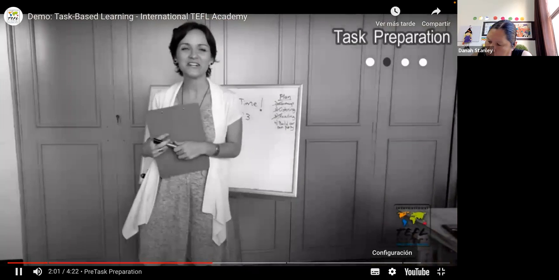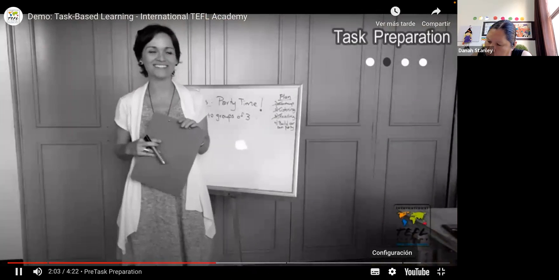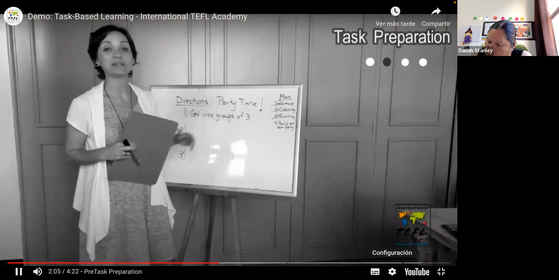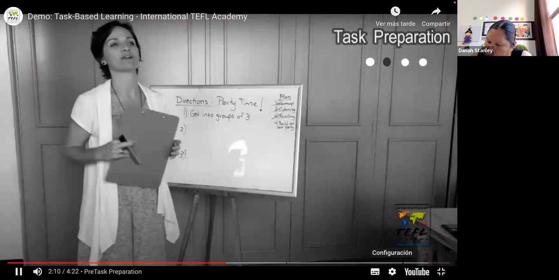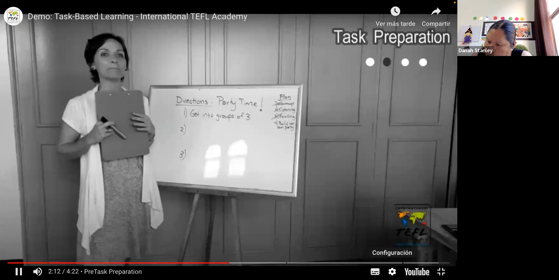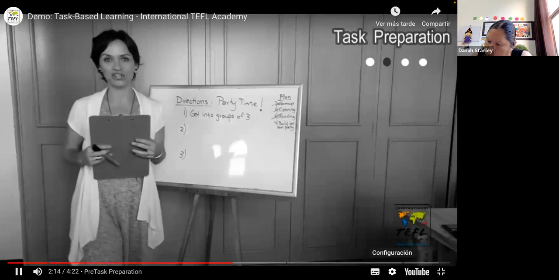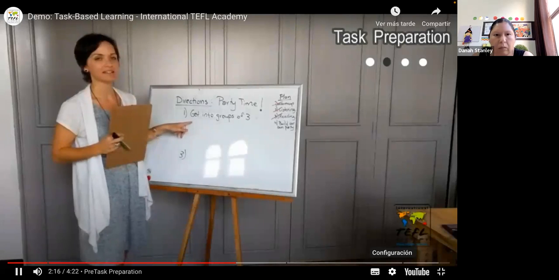In stage 2, you will prepare your students to be able to complete the upcoming task on their own. In order to do this, you need to give very clear directions. I commonly give each group one piece of paper with a step-by-step handout or a checklist for them to follow.